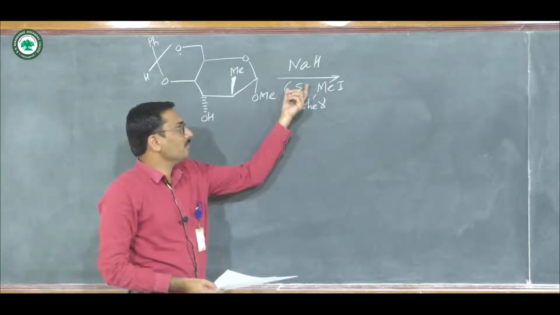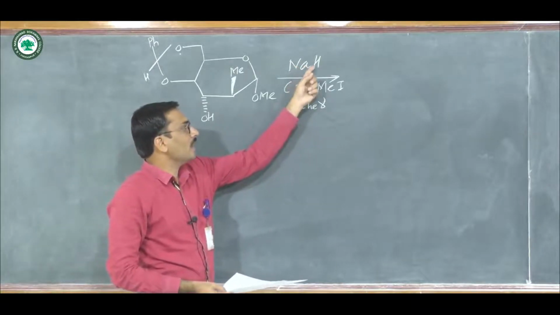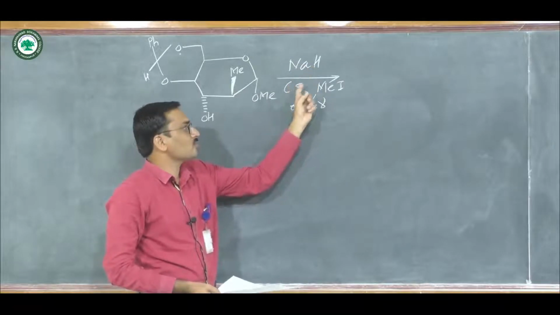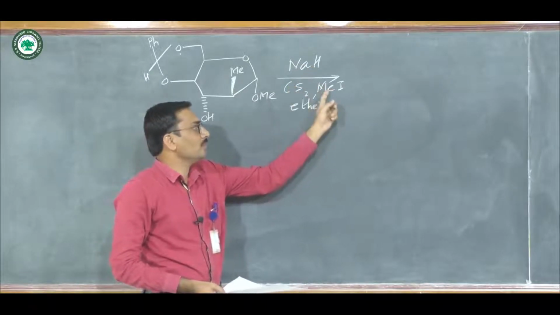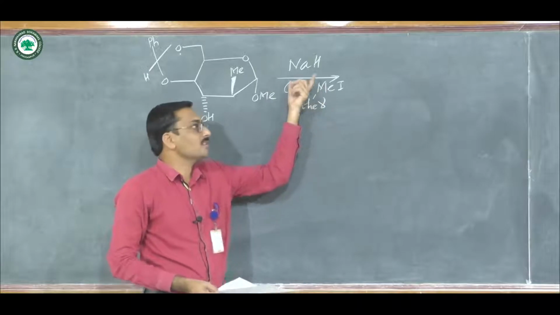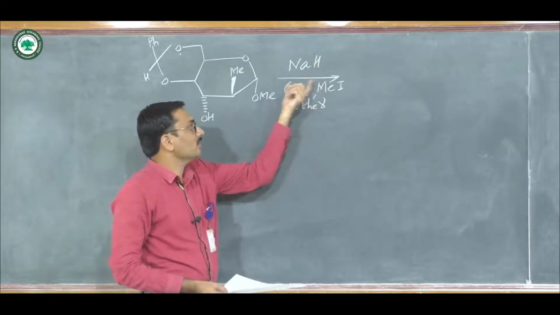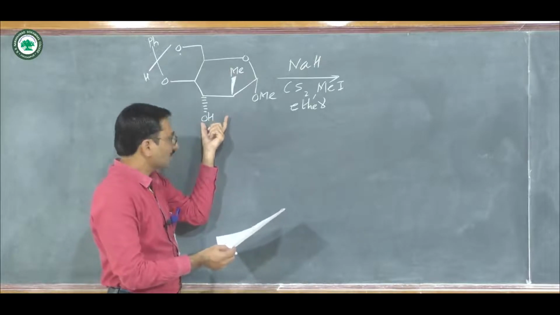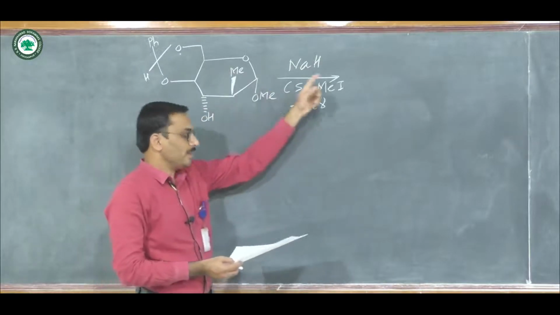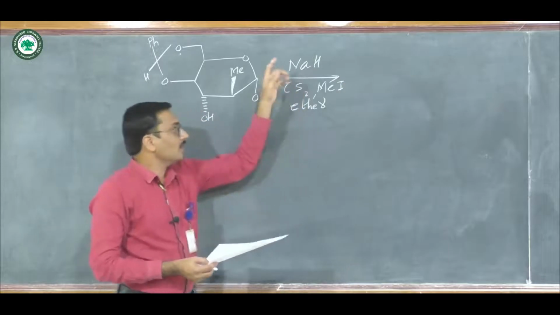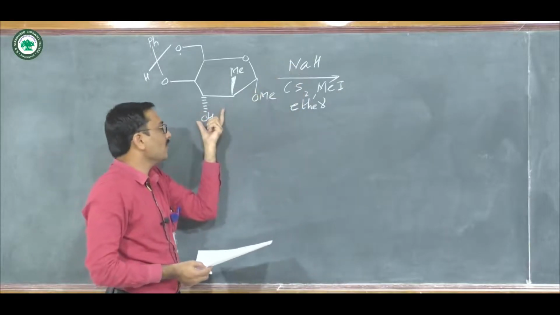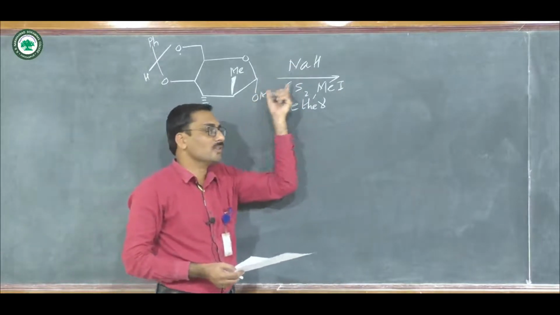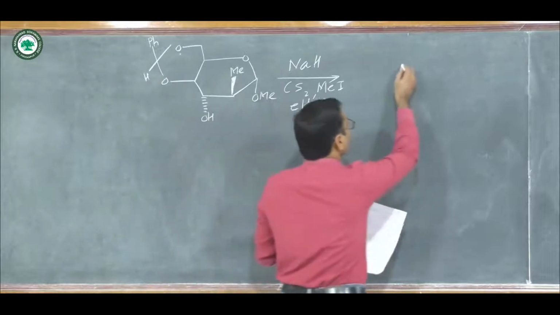In the next step, we use sodium hydride in presence of CS2, methyl iodide and ether. So this reaction condition converts that OH group into the corresponding I. So under this reaction condition, that OH group undergoes conversion into the corresponding iodine compound.